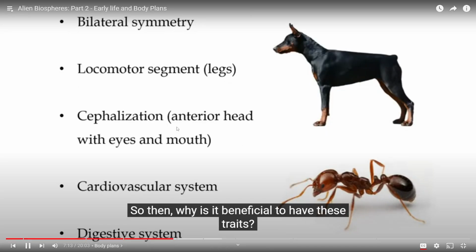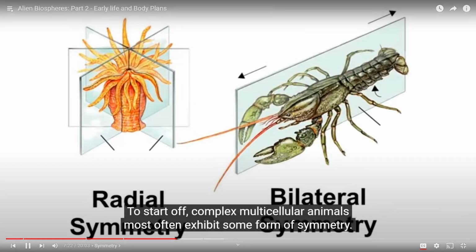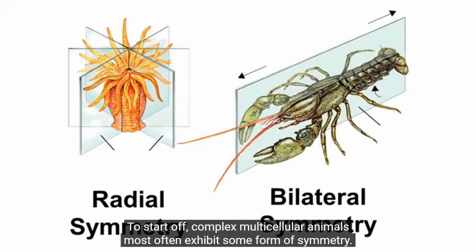So then, why is it beneficial to have these traits? To find out, let's create some sample body plans step by step and see what characteristics emerge. To start off, let's see what these complex multicellular animals most often turn into. They exhibit some form of symmetry.